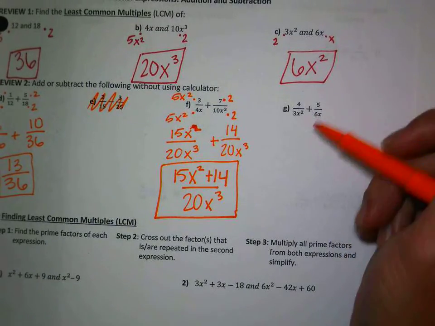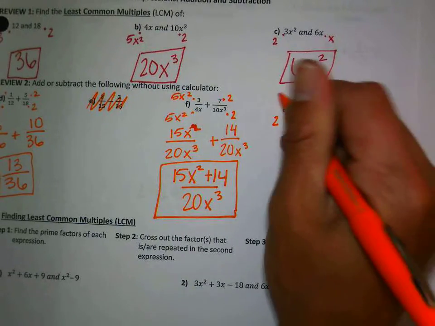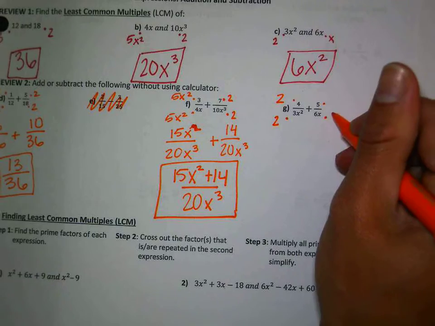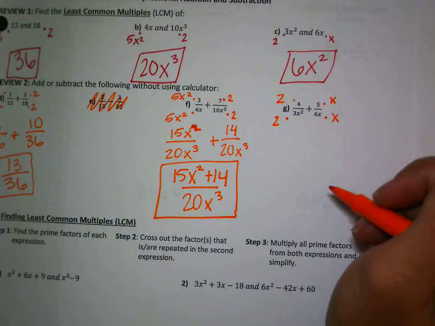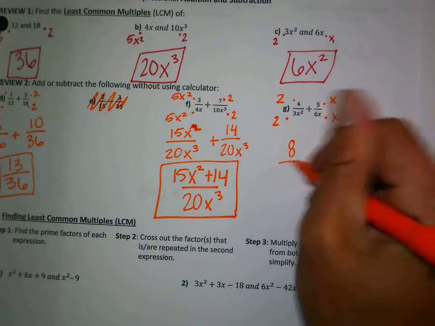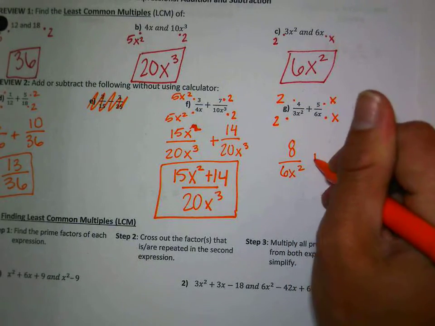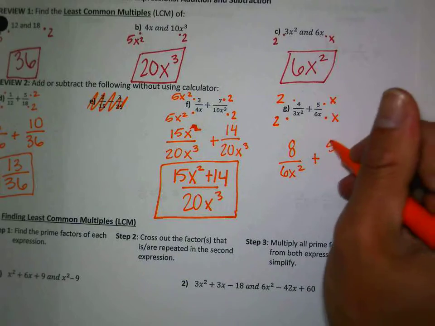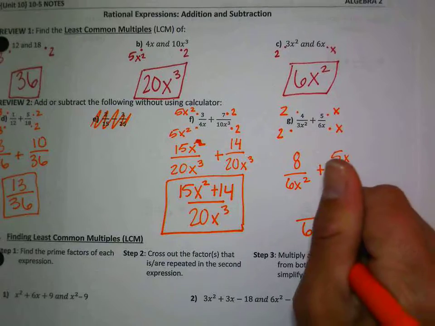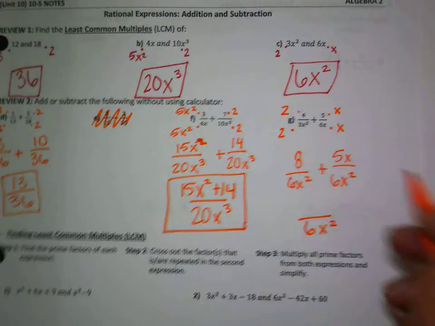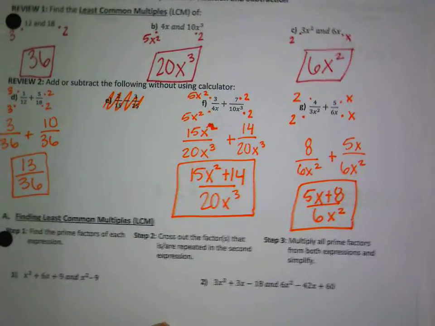All right, last one. What am I going to multiply 3x squared by to get 6x squared? 2. And what are you going to multiply 6x by? x. So 2 times 4 is 8. 2 times 3x squared, 6x squared, plus 5x over 6x squared. And can you combine 8 plus 5x? No. So 5x plus 8 over 6x squared is your answer.